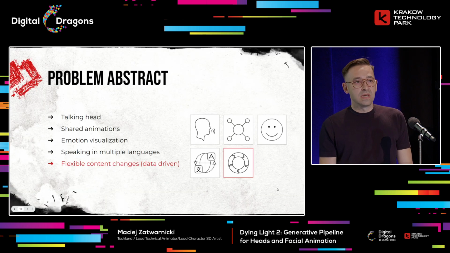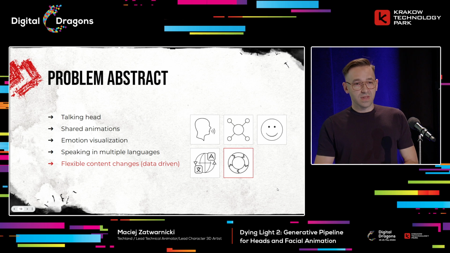Flexible content changes are important in a longer production, where you can at some point replace some part of the pipeline. For instance, if we're doing a different topology or different LODs, we can replace a skeleton at some point.